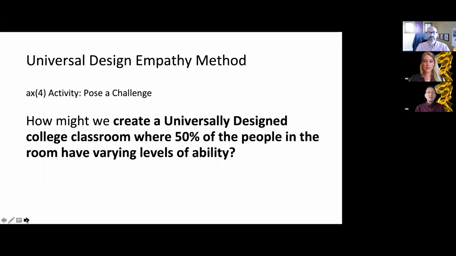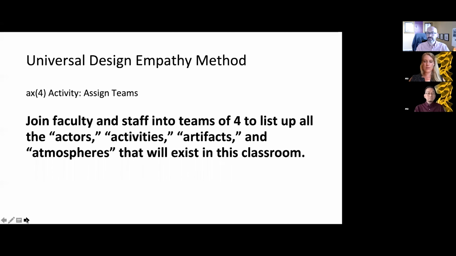And so a challenge like this is if we know that 50% of the people in that classroom, both teachers, parents, students, anybody else that might be in that classroom, assistants, you know, anyone else that are teachers' aides, all those people have varying levels of ability. And if we look at that population and say, well, half of them are going to have certain limitations, how would we design that classroom? You provide that kind of challenge and then engage in the A/4.